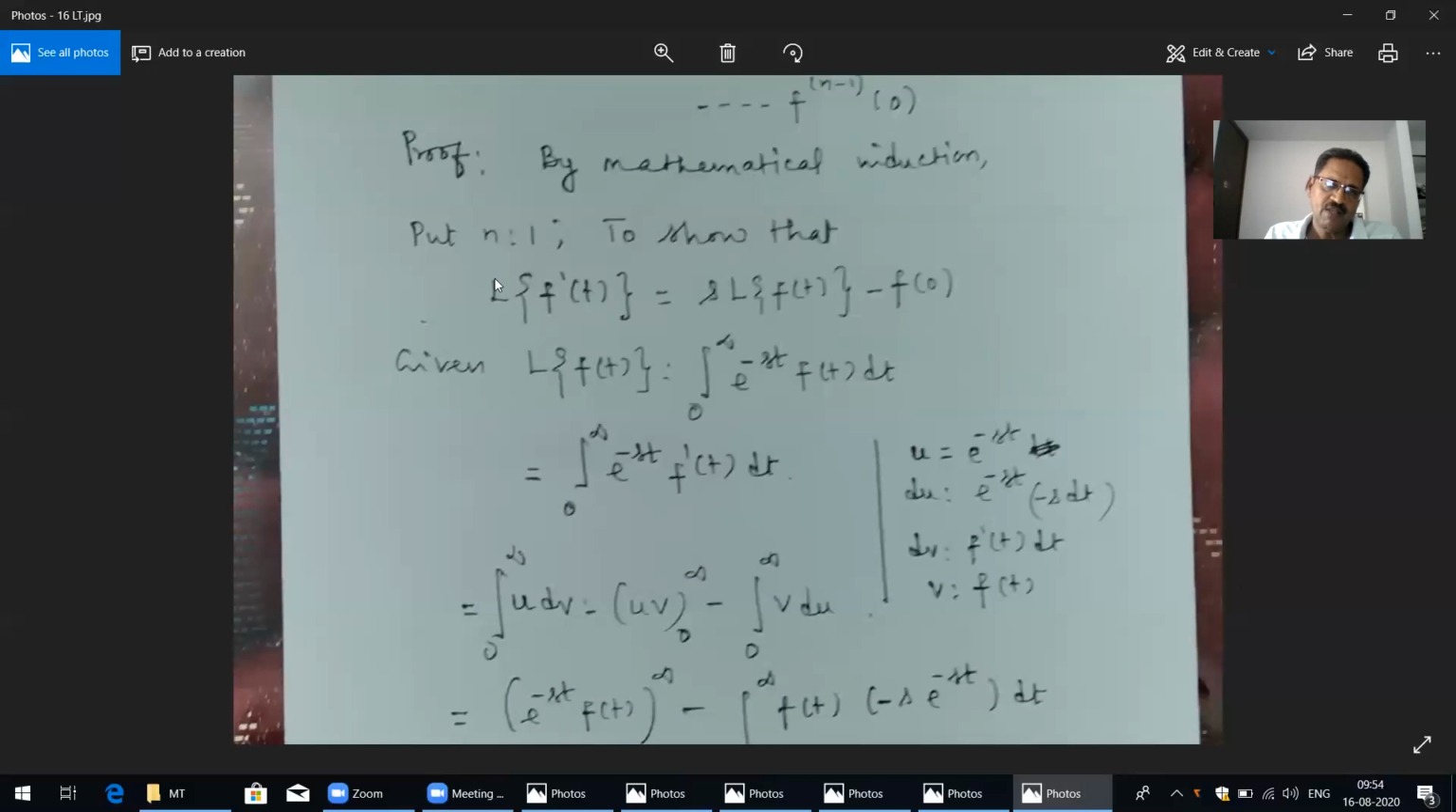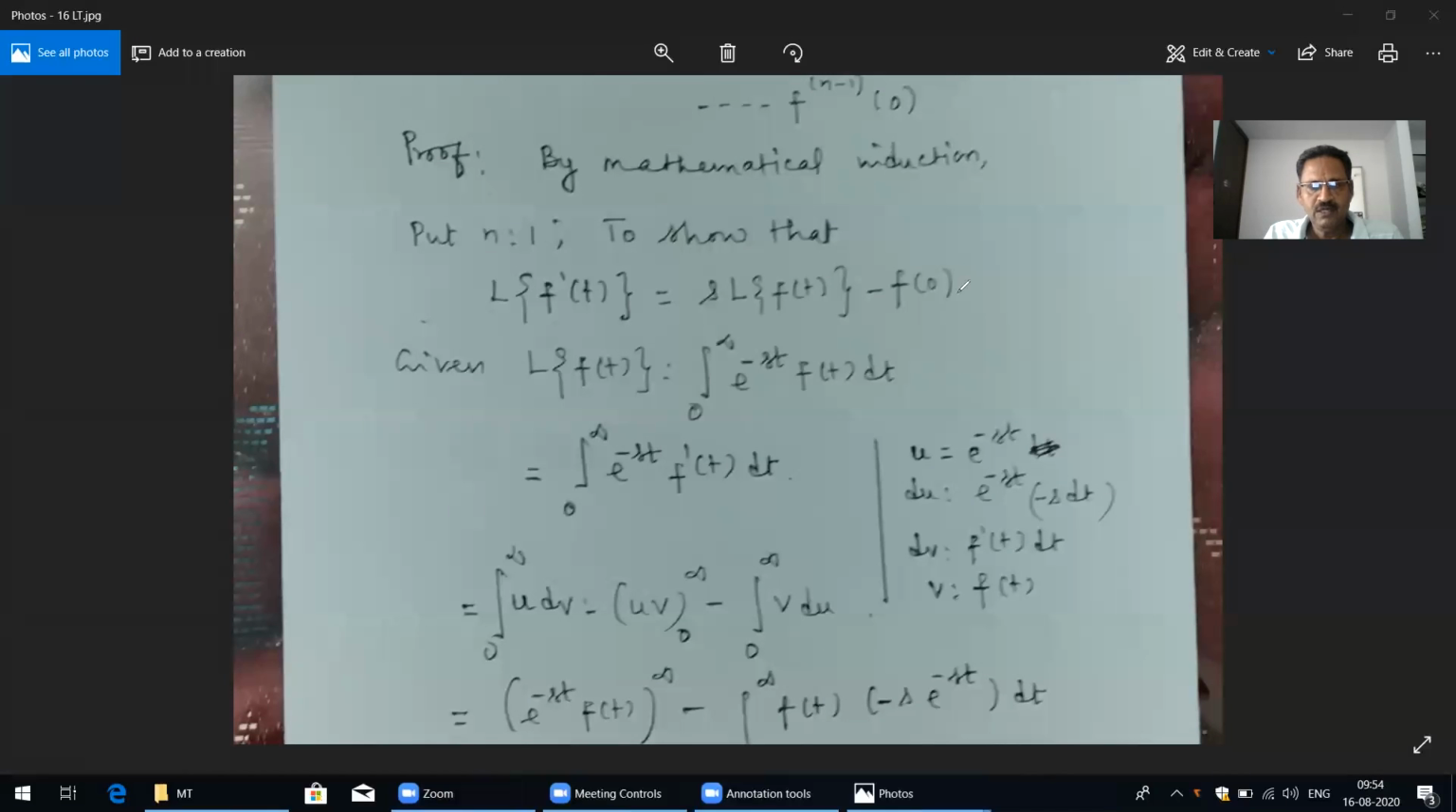So now you write, what is the Laplace transform of f of t equal to? This one you have to prove. You clear? This is a very important thing. Laplace transform of f of t equals integral from 0 to infinity of e power minus st f of t into dt. So this one is nothing but the definition.